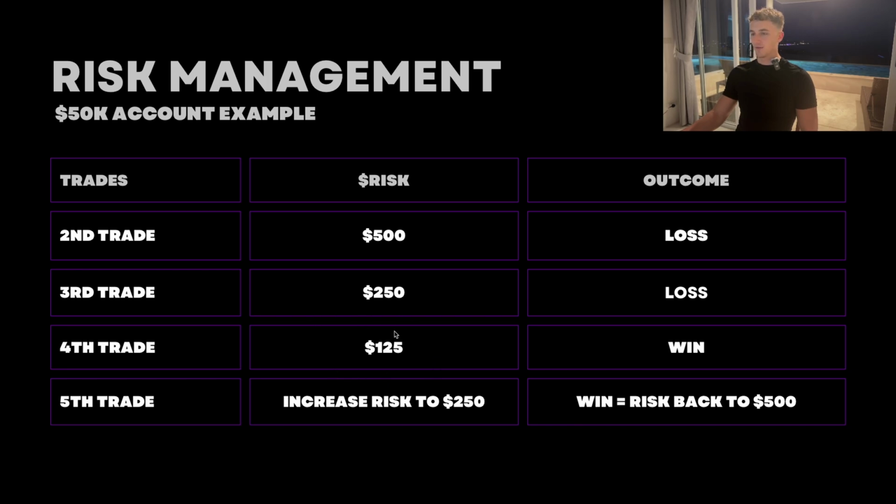Stay at $125 risk until you get your next win. Once you get your next win, you can climb back up to $250, climb back up to $500, etc. Hopefully this makes sense. It's a very short and brief risk management plan, but it does 100% work. It will literally stop you from blowing accounts.